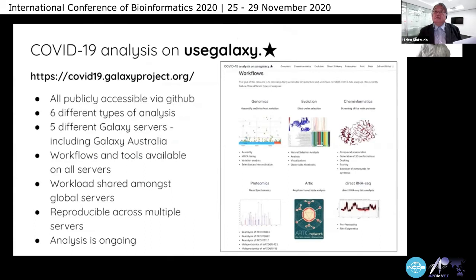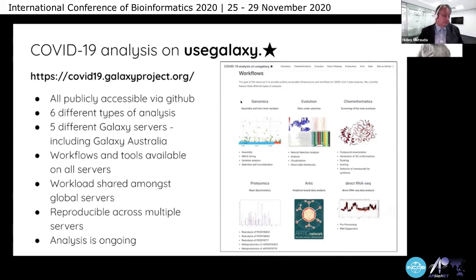We used 5 different Galaxy servers around the world, including Galaxy Australia, to perform the analysis. The workflows and the tools were available on all of the servers, and we thought that was really important. The workload was also shared amongst the global servers, and everything that we did was reproducible across multiple servers.